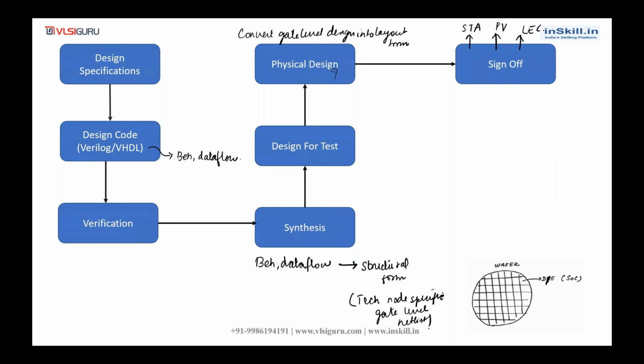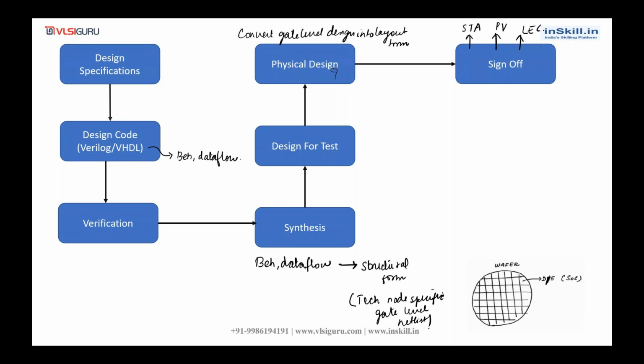And after that, we have the PV. PV is nothing but physical verification. They verify the layout of the circuits. And then we have logical equivalence check. LEC is actually done to check whether the final design is logically equivalent to the original design or not. In order to check that, we go for LEC.